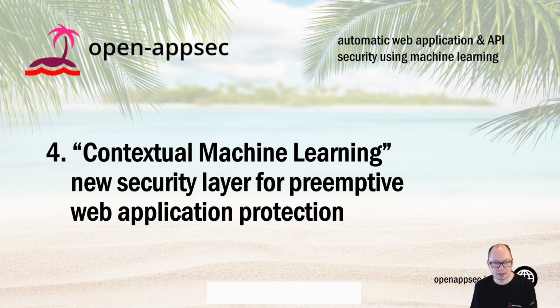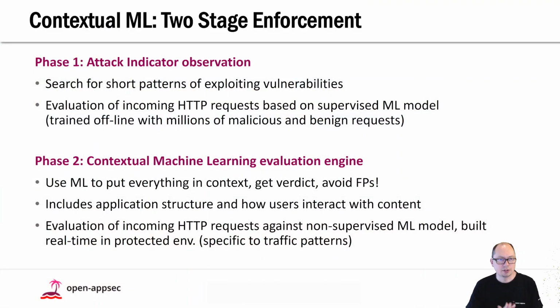So now let's look at how open-appsec's contextual machine learning engine can provide a new security layer for delivering actual preemptive web application and web API protection. The contextual machine learning engine in open-appsec is based on a two-stage enforcement model, or two phases.